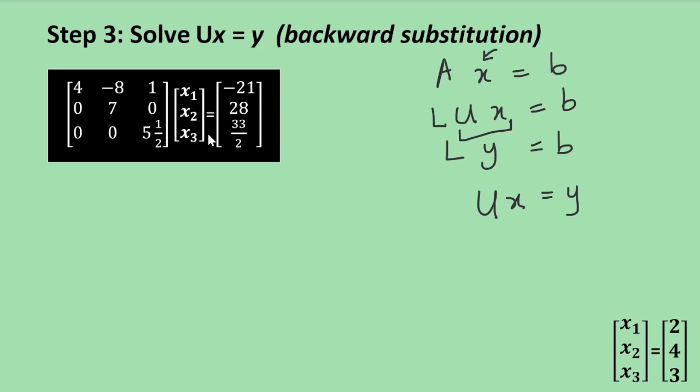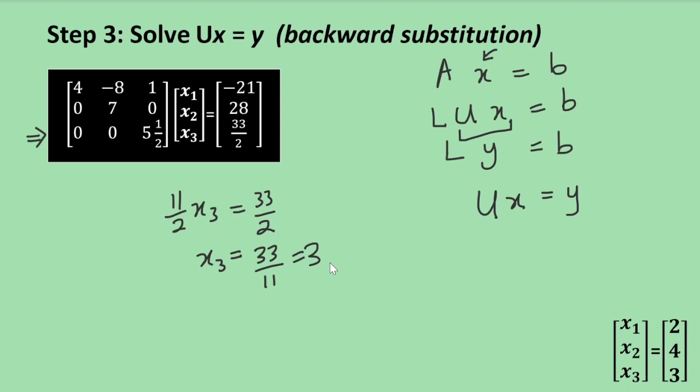So backwards substitution method, we start with the last row. So the third row multiplied with matrix X, we have 0 multiplied by x1 is 0, 0 multiplied by x2 is 0, and we have 5 and a half x3 as 33 over 2, or 16 and a half. So 5 and a half here is also 11 over 2, and so x3 gives us 33 over 11, which is 3.